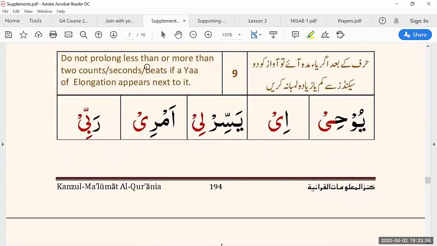Error number 9. Do not prolong less than or more than 2 counts, seconds, or beats if a ya of elongation appears next to it. So if it appears next to a letter carrying a dhamma stroke, يوحي. Carrying a kasra stroke.